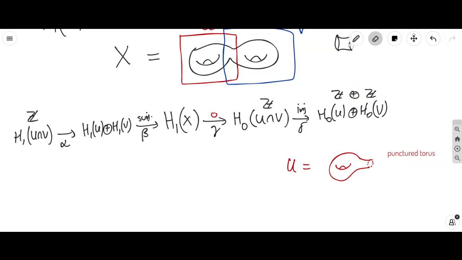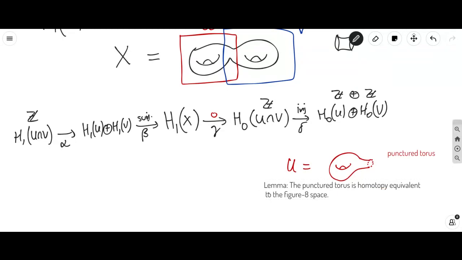And this is a well-known fact. Let's say this is a lemma. This is a well-known fact. It's used a lot in topology. So I'll write it down, and then we will explain why that is. So the punctured torus is homotopy equivalent to the figure 8 space.